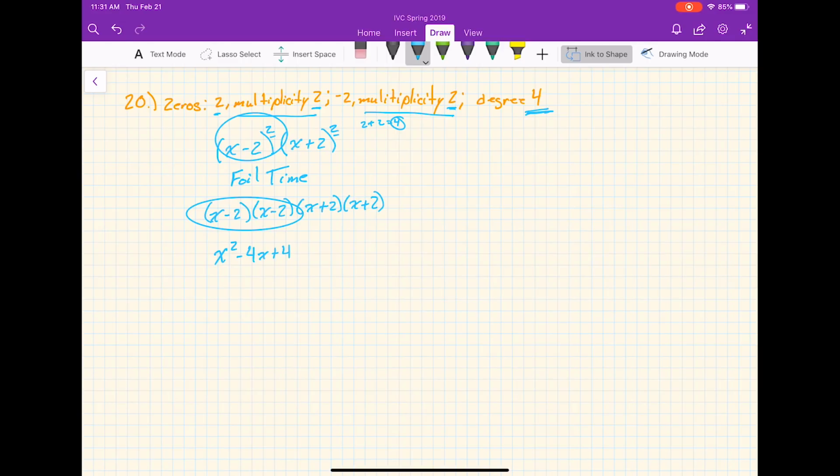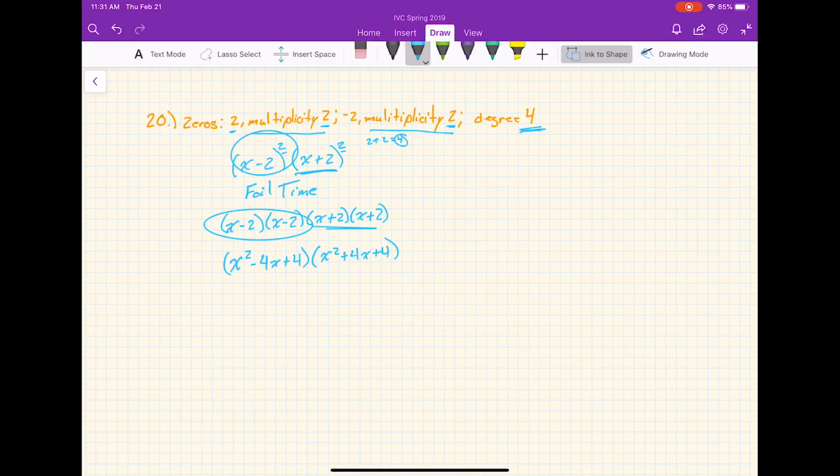Yeah. And then the other side is going to be the same, except they're going to be both pluses, right? So this part of it is going to be x squared plus 4x plus 4. Okay, so that's what I can do kind of quickly and in my head. So x squared times x squared is going to be x to the fourth. And then x squared times 4x is going to be 4x to the third. And then x squared times 4 is 4x squared.